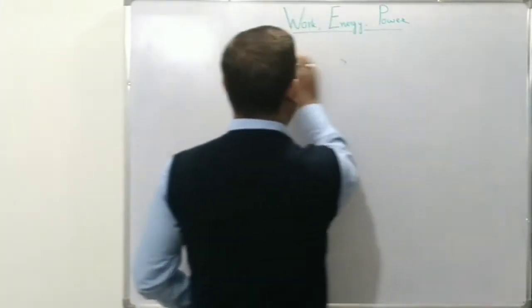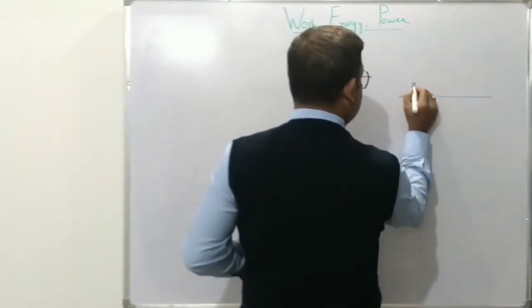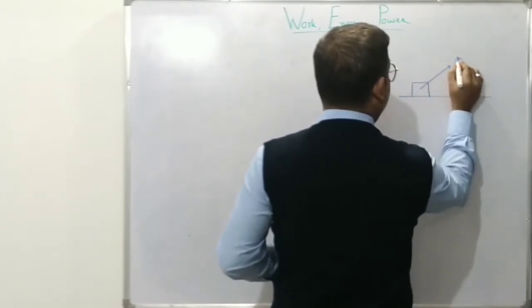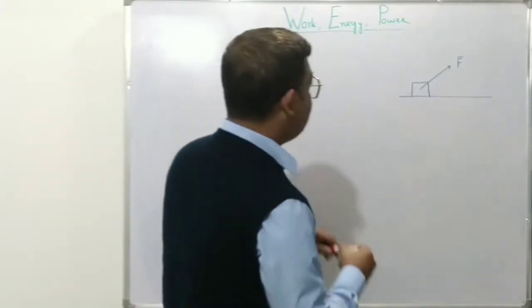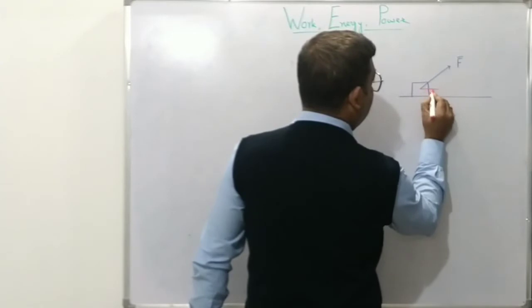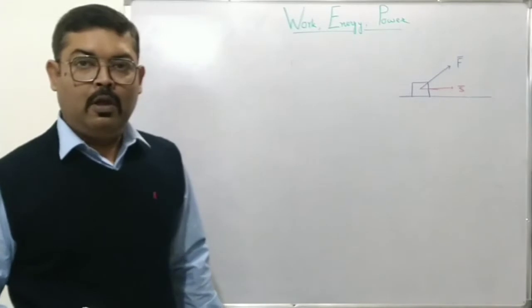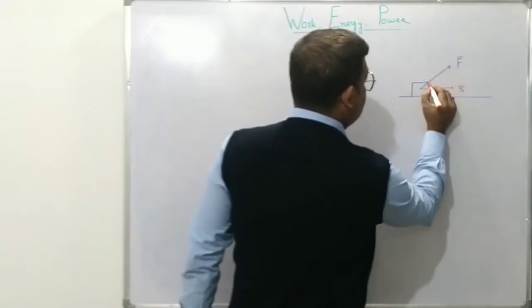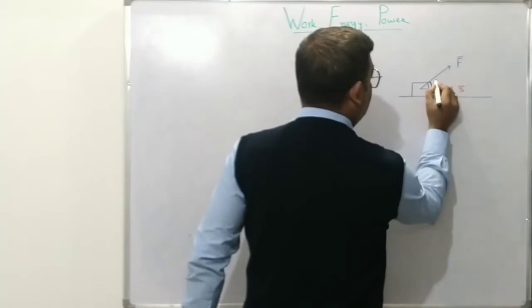Let's consider a generalized case like that of an object standing on a plane. Let's say this is the body, and the force F is applied in this direction. As a result, there is a displacement of the body along the horizontal, along the plane. Let's say this is the displacement. So clearly force and displacement are not in the same direction. There is an angle between the force and the displacement, and that angle is this one, right? Let's call this theta.